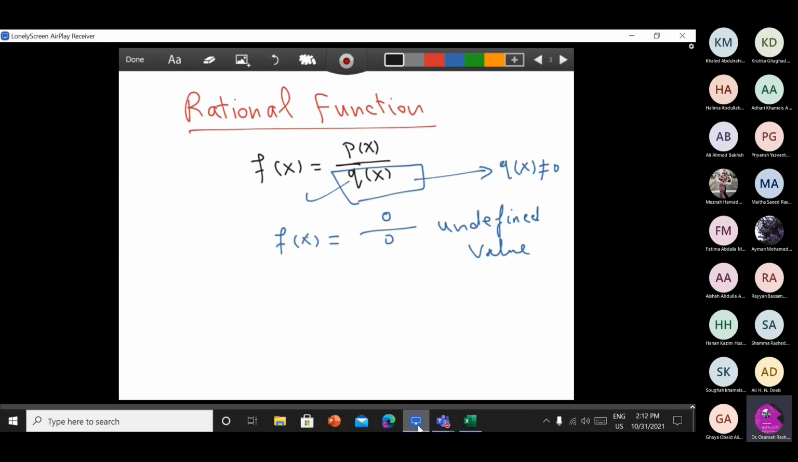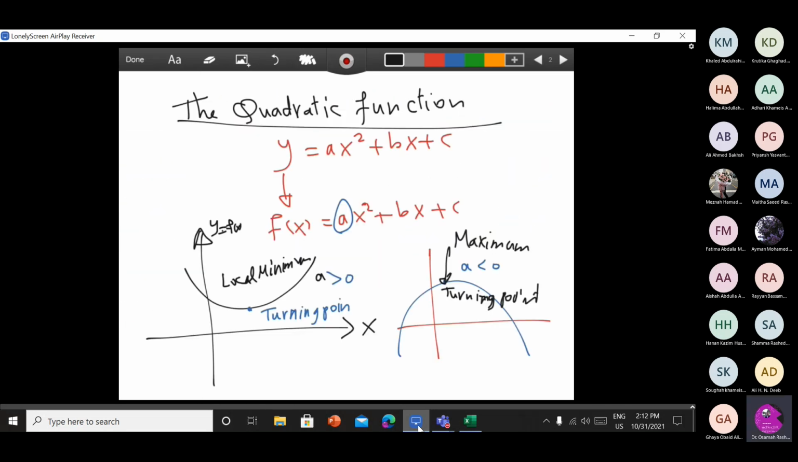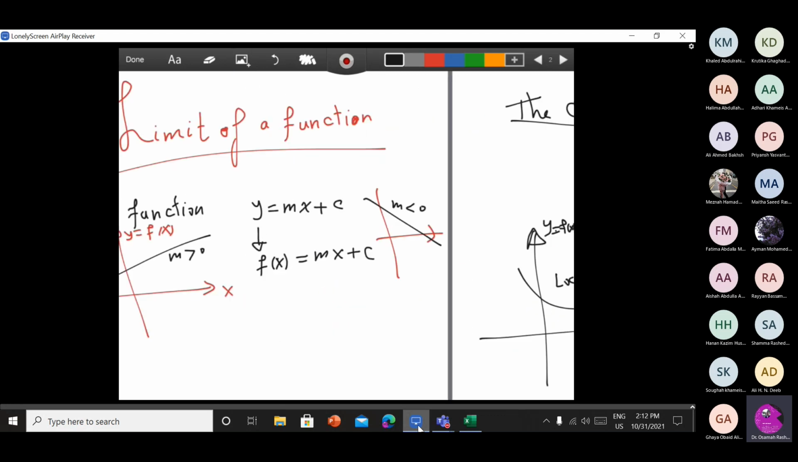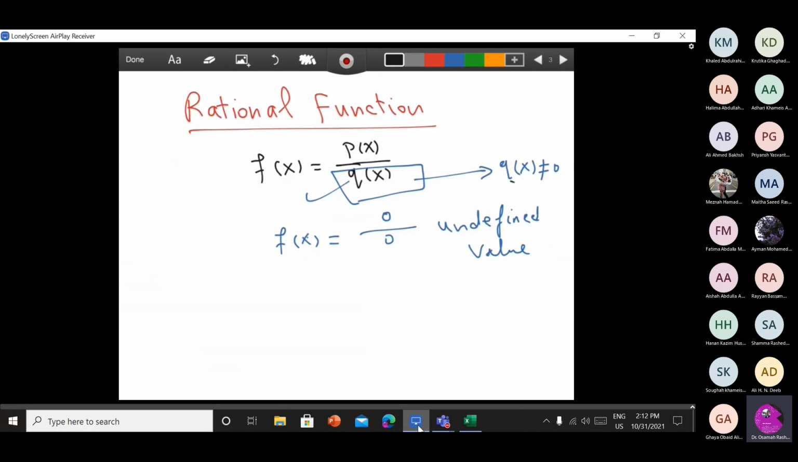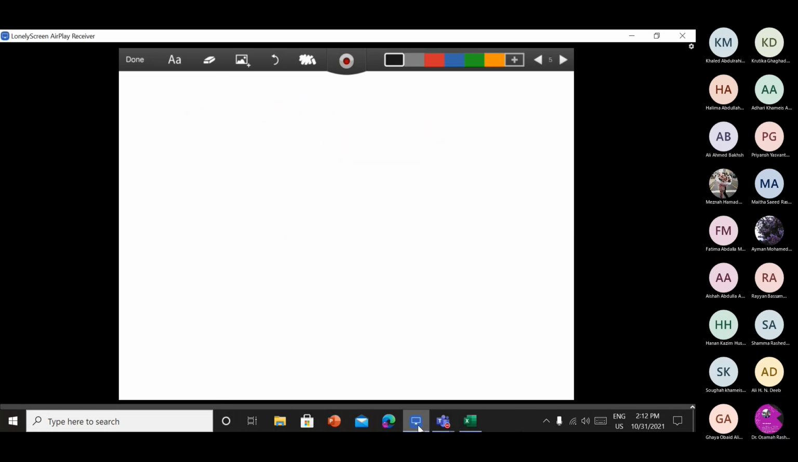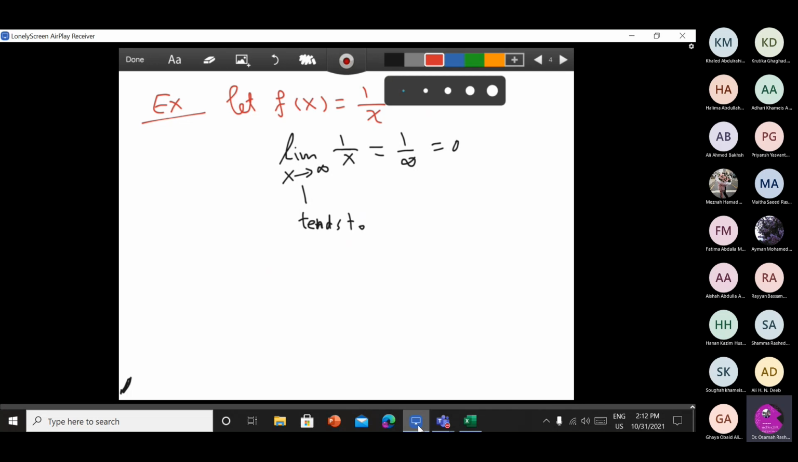I said just a minute ago that I will have a problem with the rational function when I have the denominator equal to 0. So I would like to see the behavior of the function very close to 0. How can I write this down? Yes, I write it as the limit of x tends to 0 for my function 1 over x.